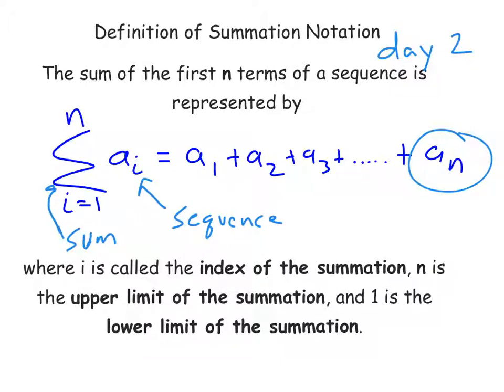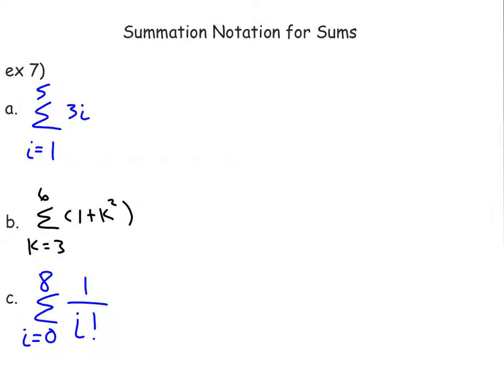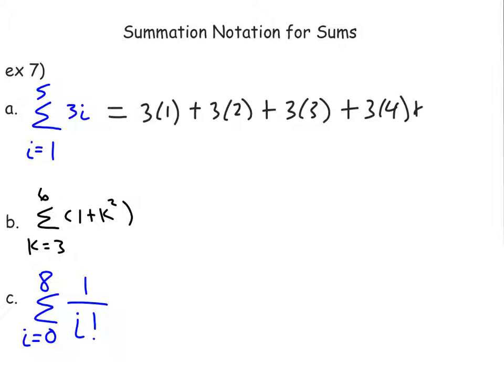You'll see each of the examples I'll do down here fit the definition perfectly. Okay? So 3i is my sequence. So for the first term of that sequence, put in 1 and then multiply it by 3. Put in 2, multiply it by 3. For the third term, plug in 3. Fourth term, plug in 4. For the fifth term, plug in 5. Okay? Now this sum is going to be a single number.